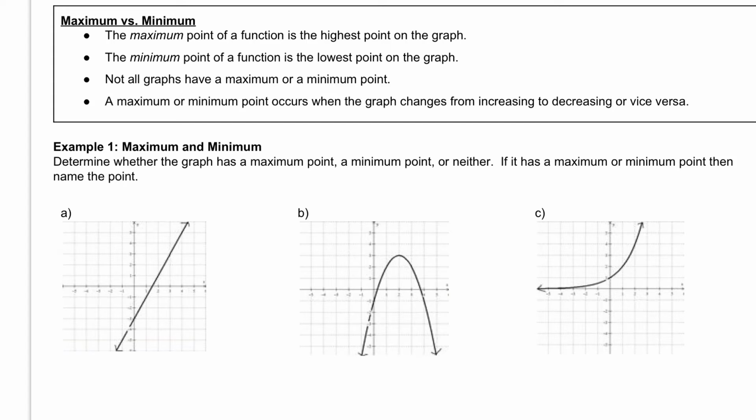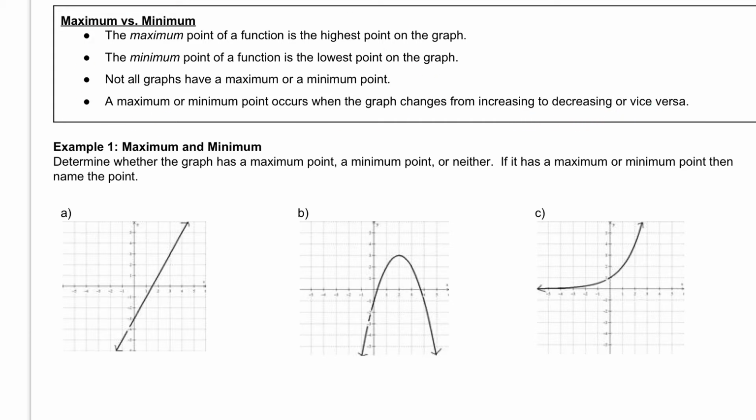Today we're going to start by talking about maximums versus minimums. The maximum point of a function is the highest point on the graph. The minimum point of a function is the lowest point on the graph. Not all graphs will have a maximum or a minimum point, and a maximum or a minimum point occurs when the graph changes from increasing to decreasing or vice versa.